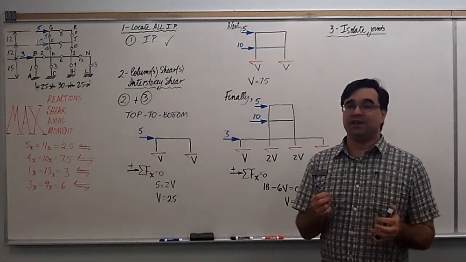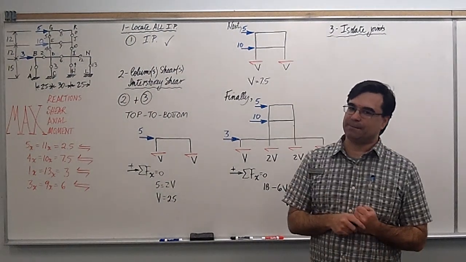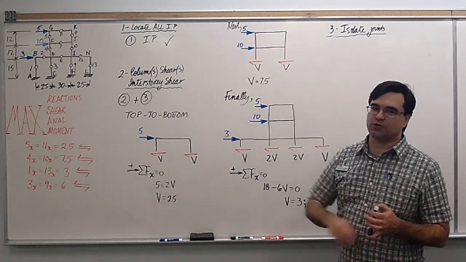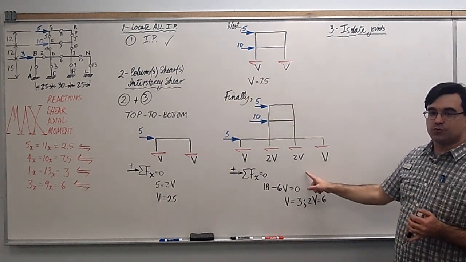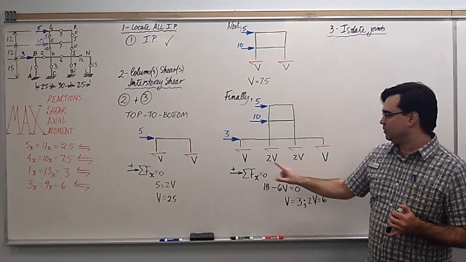Which brings me to, if your answer is different from what I posted, there's a good chance this is the first thing you should check. The second one is to see if these interstory shears are correct. Typically, this is where the common mistake happens in forgetting that these are 2V. All interior columns are 2V.